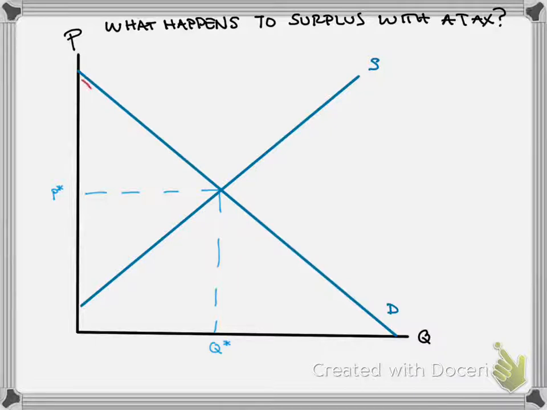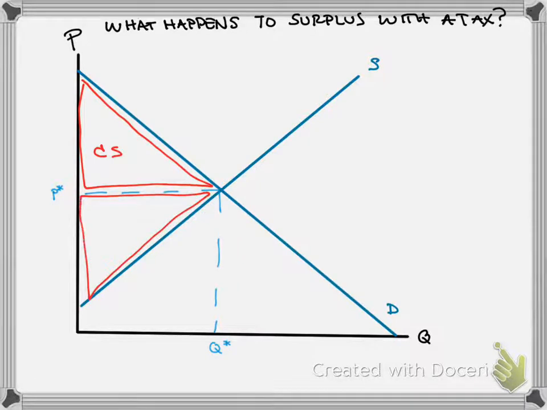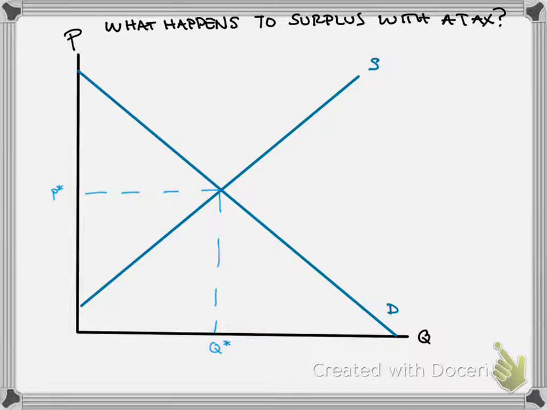So this triangle right here, which is below the demand curve and above the price, is consumer surplus. This triangle right here, below the price and above the supply curve, is producer surplus. And total surplus is consumer surplus plus producer surplus. All right, so with that in mind, let's look at the example of what happens when a tax is imposed.